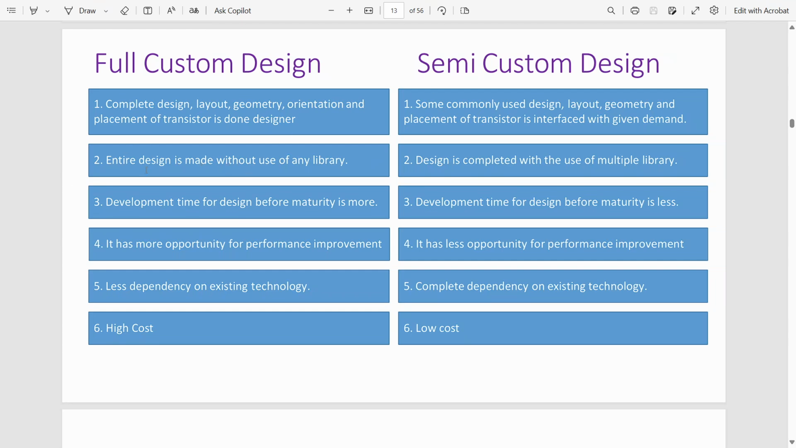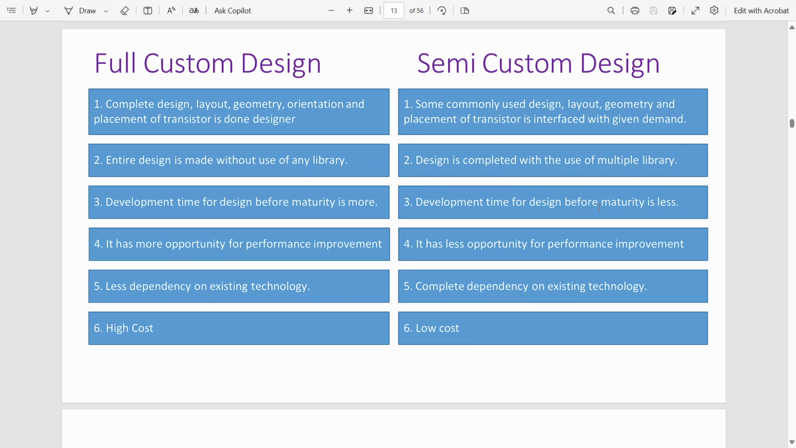Here full custom means the entire design is made without any library. Here the design is completed, so they will design completely on multiple libraries. Okay, they will use multiple libraries. So development time for design before maturity is more, and for the other it is less. Here development time is less. Why? Because they are taking already pre-designed standard cells and implementing them in this design.